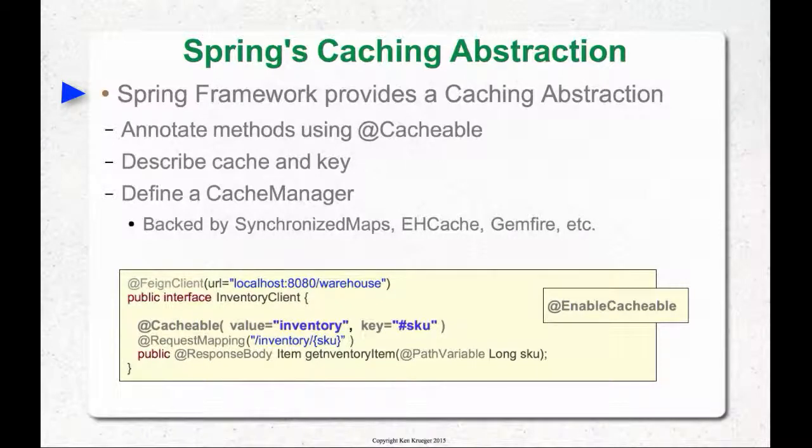So, Spring's caching abstraction. For those of you who haven't seen this before, the Spring framework provides a very easy-to-use caching abstraction that makes method caching super simple. It's so easy. All you do is annotate methods with the @Cacheable annotation, in which you describe the name of the cache and the key that you want to use to store data in the cache. Now separately, and I don't have it shown here, you define a bean to serve as a cache manager, and that tells the framework the backend implementation to use for the cache. Out of the box, you get things like synchronized maps, which are available in the JDK, but it's also easy to plug in EHCache or Gemfire or whatever you're using as a cache.